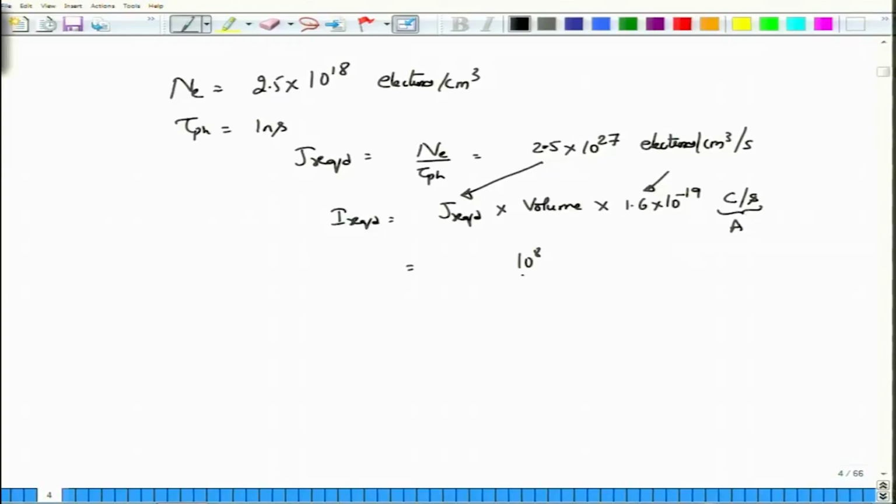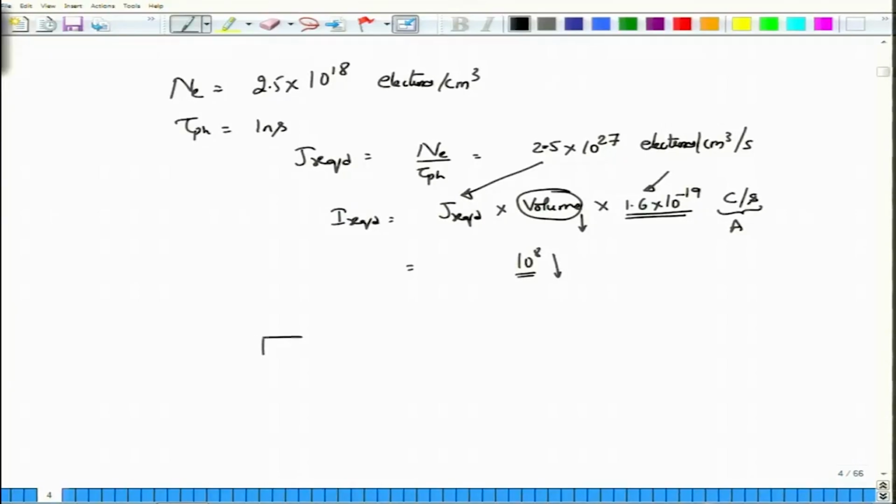But this value is still quite large, and this value of current can be reduced provided we actually reduce the volume. So, while J required is quite high, you can't really do anything to the electron charge here, but if you can reduce the volume, then this number can be brought down to more manageable levels, right.